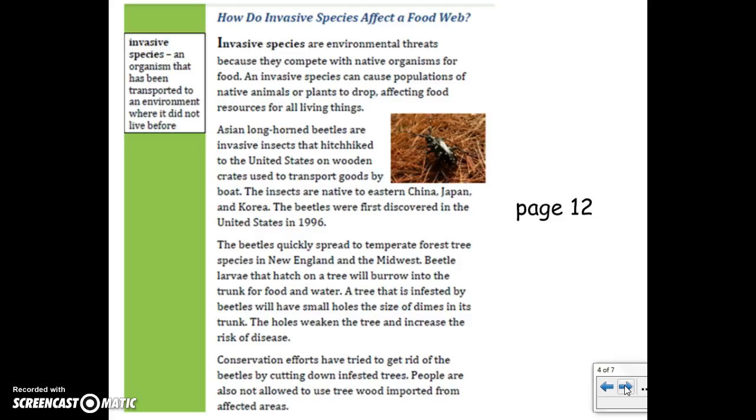Conservation efforts have tried to get rid of the beetles by cutting down infested trees. People are also not allowed to use tree wood imported from affected areas.